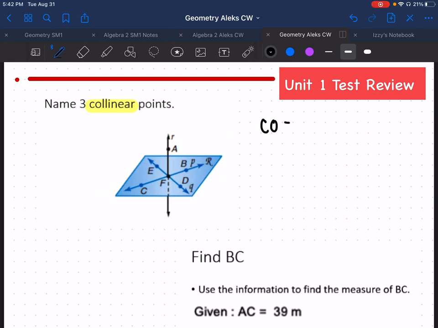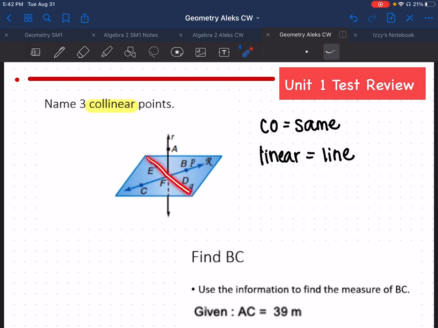Once again, co equals same, linear is the line. There are 3 lines that I see in the picture given. This line, and then this line that is piercing the plane straight through. I must name 3 of them. So I would pick the 3 points on this one, which would be F, B, and C, B, and F in any order.